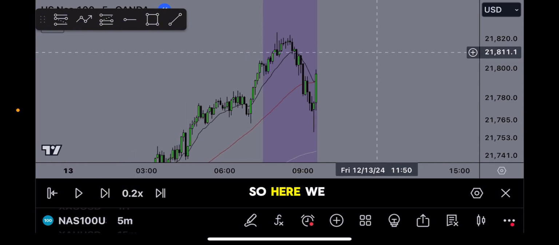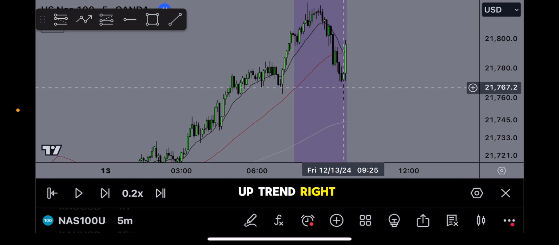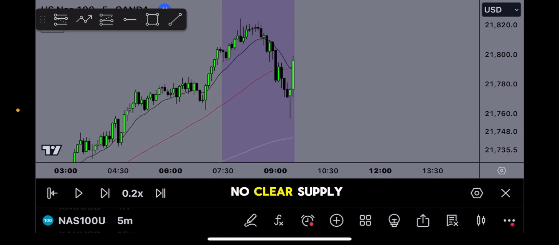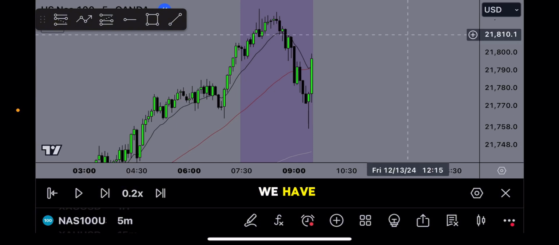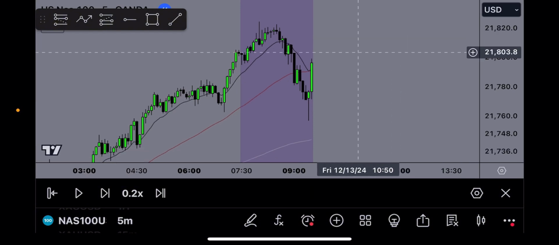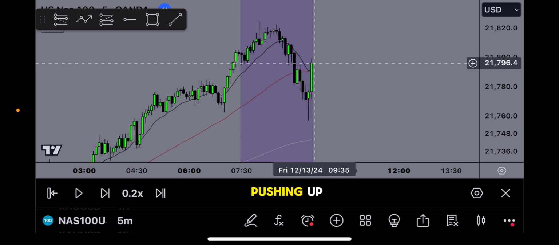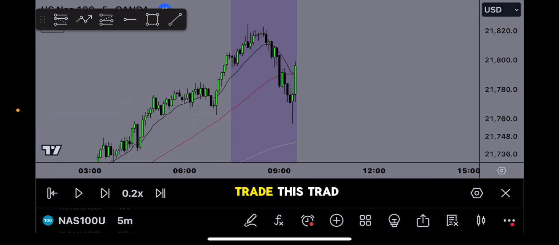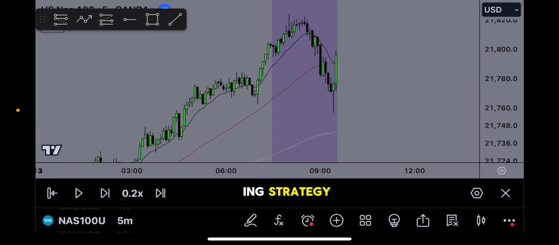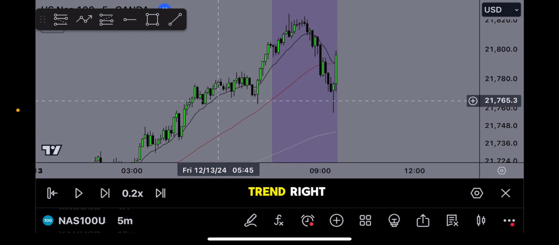So here we have price going up on an uptrend, right? We don't have no clear supply or demand setup, but what do we have? We have a big momentum candle pushing up. Now, for this trading strategy, I only trade this trading strategy with the trend. So I only go with the trend, right?